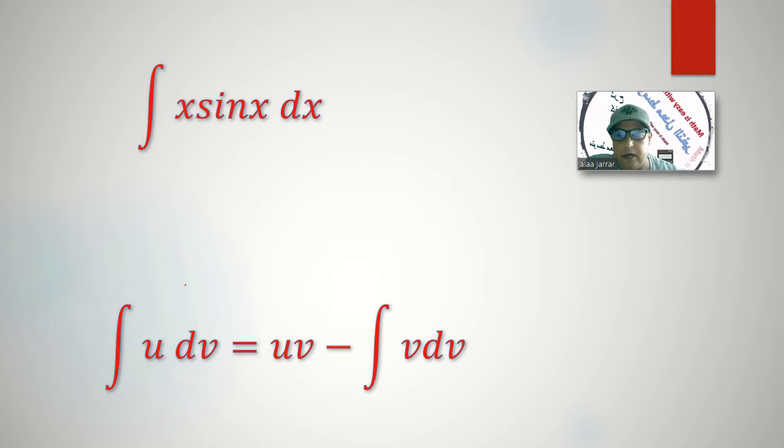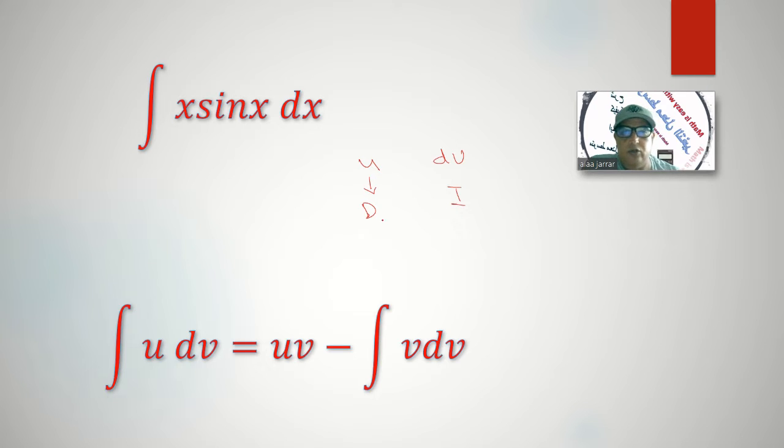The integral by parts: the integral of u dv equals uv minus the integral of v du. But the problem here is how to choose u and dv carefully, because when you choose u, you choose it to differentiate it, and when you choose dv, you choose it to integrate it.